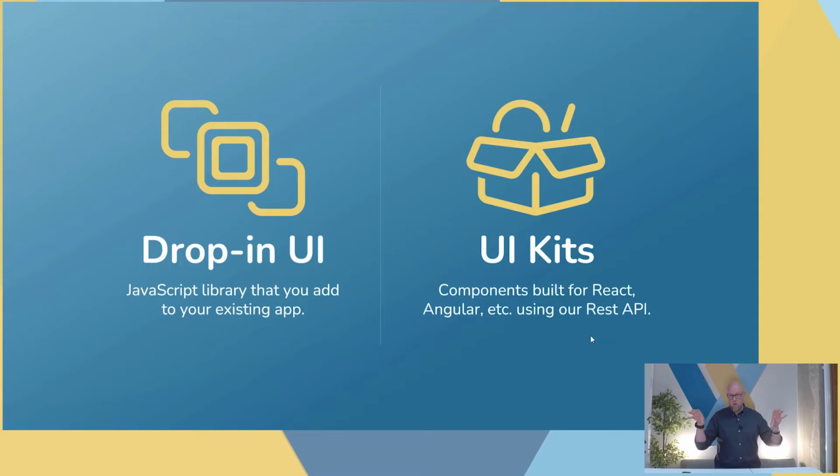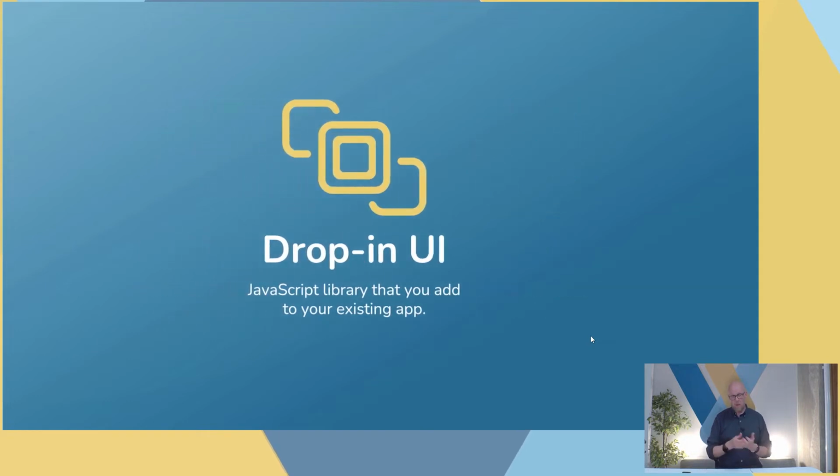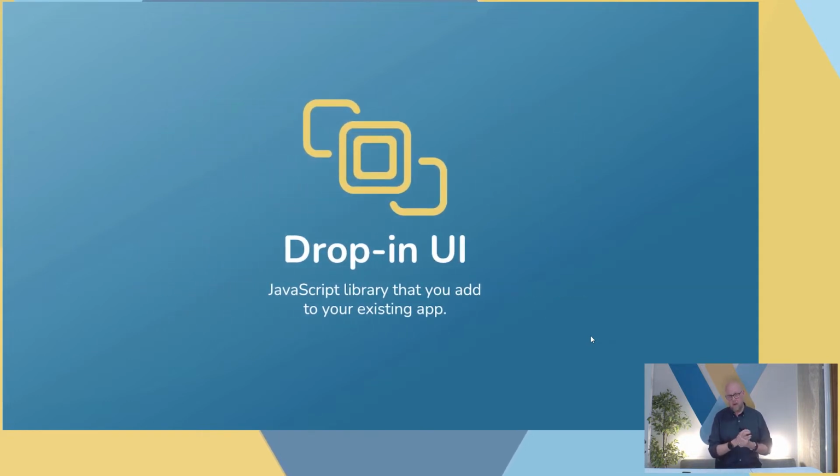What is true for all our UIs, drop-in UIs and UI kits, is that they're all open sourced under the MIT license. So make them yours. You can grab them for free, use them for commercial stuff. We don't care. Make it yours. That's the whole idea. And in this particular session, we're going to focus on the drop-in UI. So now the fun begins and we're actually going to start coding.